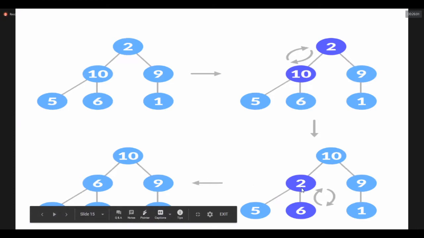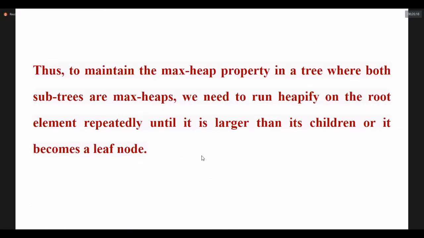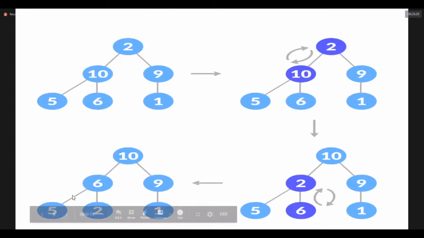So I will again apply heapify. Which one is the largest here? Among 2, 5, 6, 6 is the largest. So swap the 2 and 6. So 6 becomes the left child of the 10. Now after heapify, the tree is like this: 10, left child is 6, right child is 9. The 6's left child is 5, right child is 2, and 9's left child is 1.